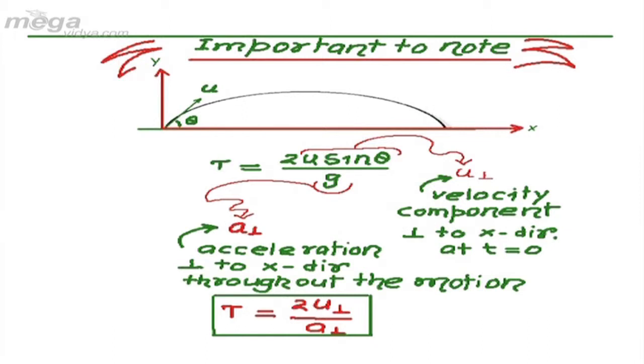So, I had written u sine theta to be the u perpendicular, the component of velocity of projection perpendicular to the surface over which it has been thrown. And on the other hand, a perpendicular, I have taken it as g here because g is perpendicular to the plane on which this projectile has been thrown. So I will rewrite the time of flight for this projectile to be equal to 2 times u perpendicular upon a perpendicular. Remember, here u sine theta I have written as u perpendicular, and g is the a perpendicular, meaning perpendicular to the plane over which this projectile had been thrown.